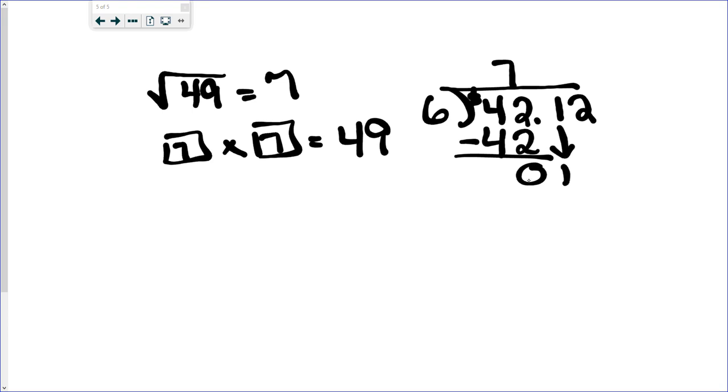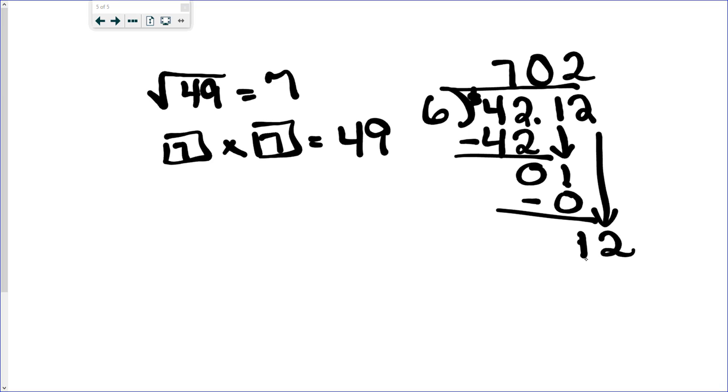How many 6s can I get out of 1? 0. 0 goes on the roof. Roof times door ends up on the floor. Sister subtract. 1. Brother in town, so bring him on down. How many 6s can I get out of 12? 2. 2 times 6 is 12. Sister subtract. 0 remainder. So I put my decimal and my dollar sign. I'd have $7.02.